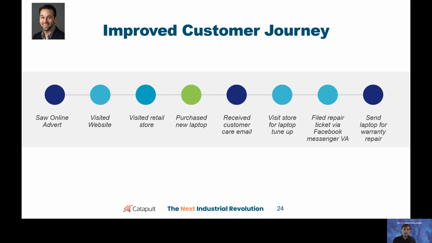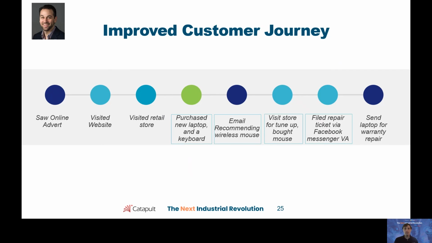So let's summarize then. This is the old customer journey. This is Matt's original journey. Let's say we've done all these things now. How does it look different? How have we practically changed it to make it better for Matt? So he's still seen the advert, come to our website and come to our store. That hasn't changed. That's the early journey. But at that point, we were able to upsell him a keyboard as well as a laptop in that process.